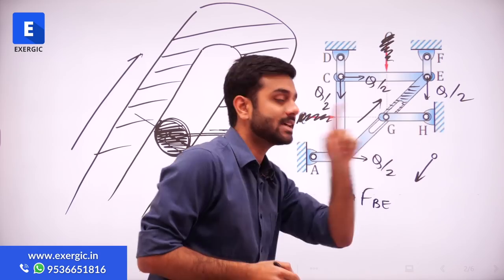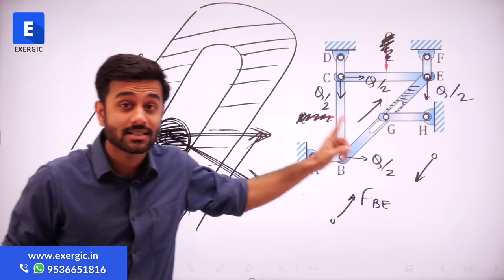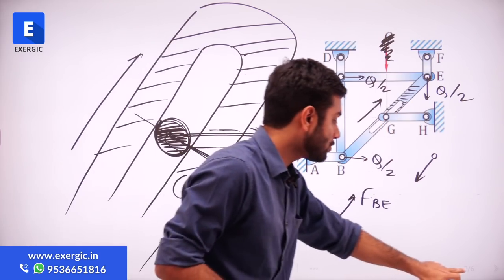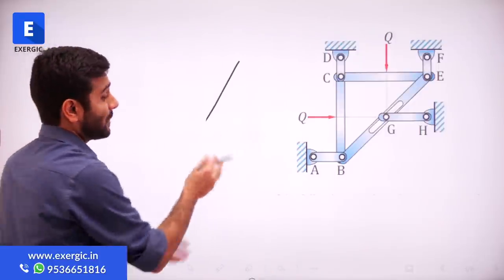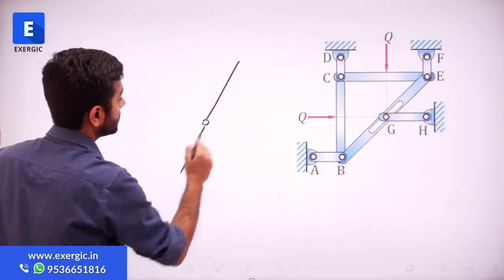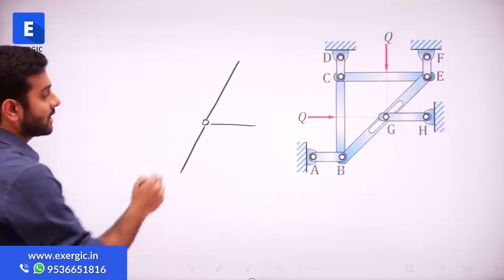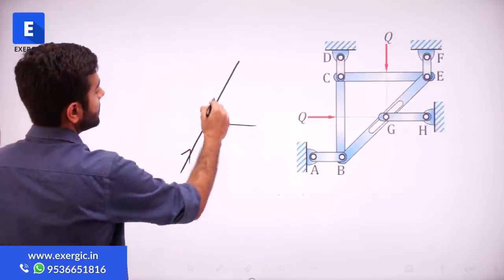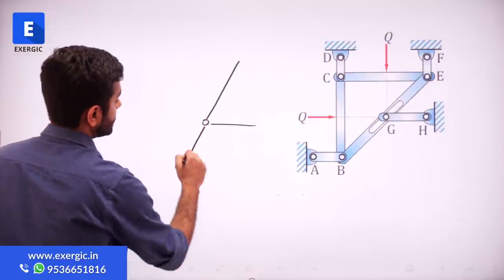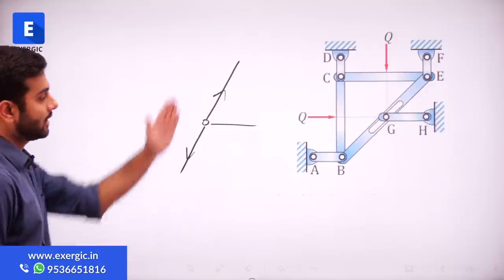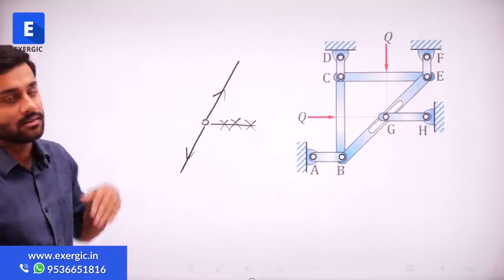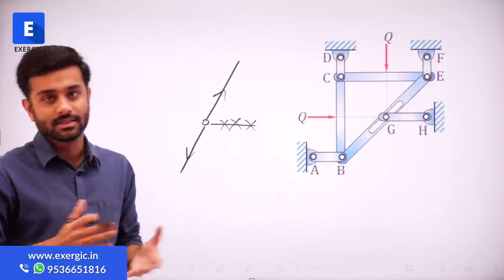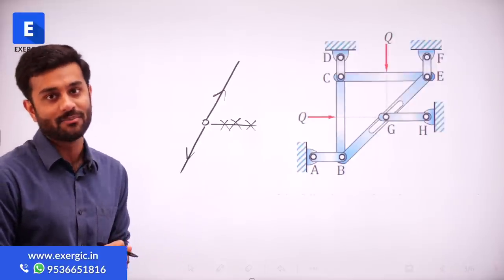That is why GH has zero force. That is why GH is a zero force member. It is not a zero force member because of the concept that we know specifically in truss, that if there are three members coming together here, then whatever force is being transmitted here, the same force will be transmitted here. They are collinear and this cannot have any force, otherwise the force equilibrium will be disturbed, right? That's not the concept here.